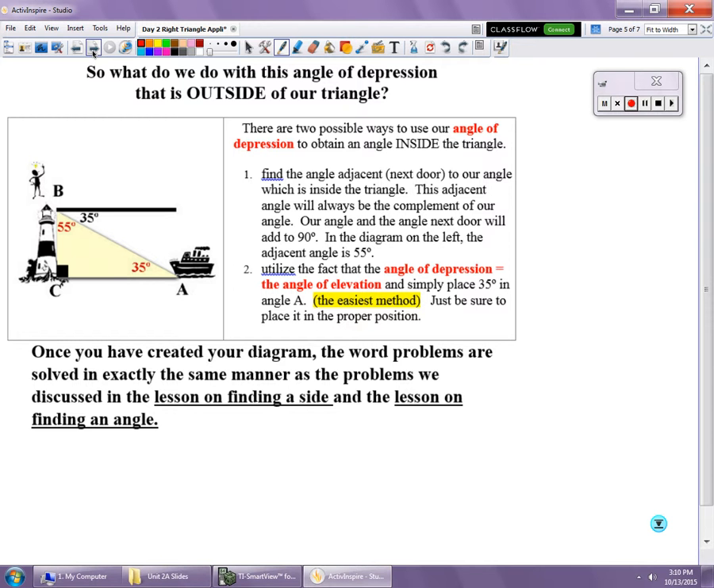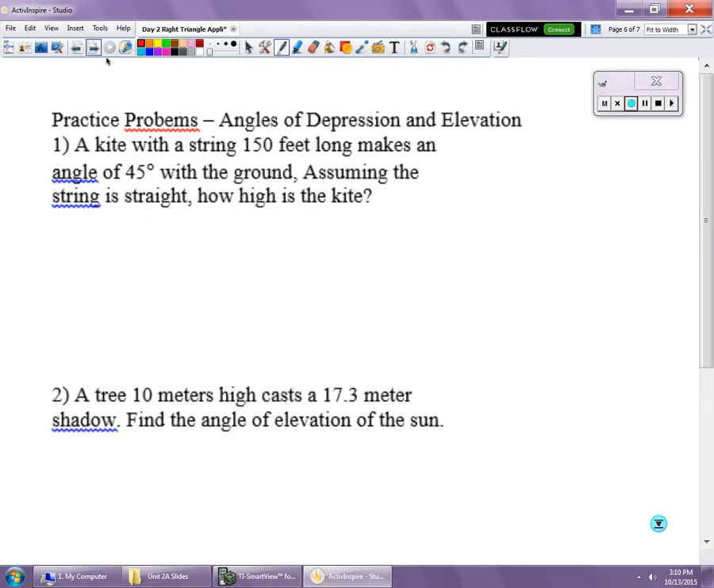So the most important thing on these problems is to create your diagram. Again, this is your 35 degrees here, and then they'll probably give you some sort of information in terms of how high the lighthouse was or how far from the boat it was, and you're going to find missing sides or missing angles on problems like this. In this case, they obviously gave you the angle, so you'd be finding the missing sides. So here's some practice problems.